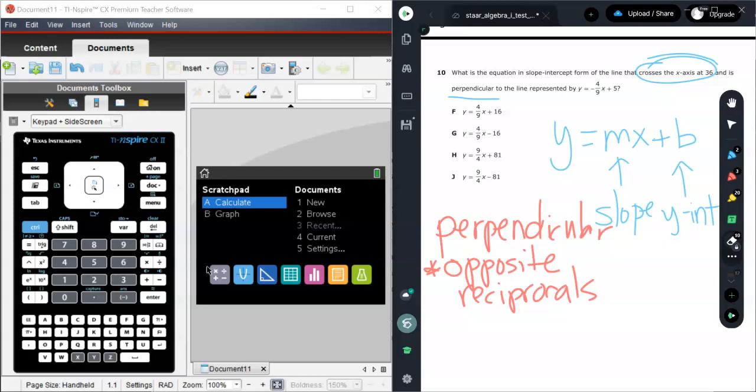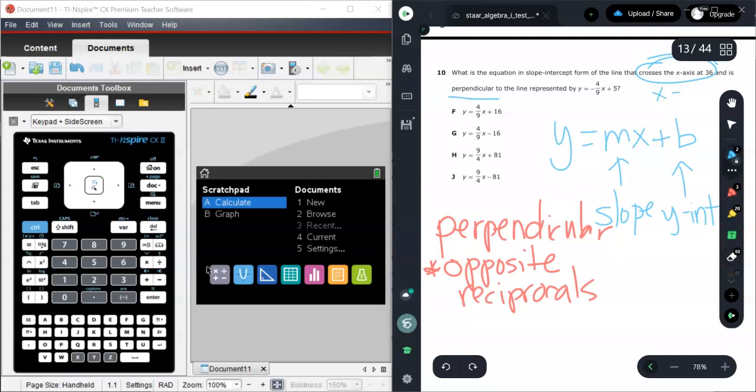So this first question, number 10 that you see on the screen, says: what is the equation in slope-intercept form of the line that crosses the x-axis at 36 and is perpendicular to the line represented by y equals negative 4 over 9x plus 5? Your key points, which I have circled and underlined, are that it crosses the x-axis at 36. That means that is going to be your x-intercept. That is where the line we're looking for crosses the x-axis, at 36. And it has to be perpendicular to the line that is given here.